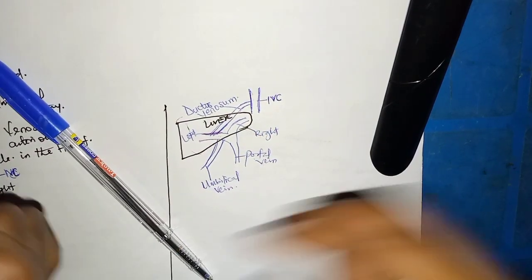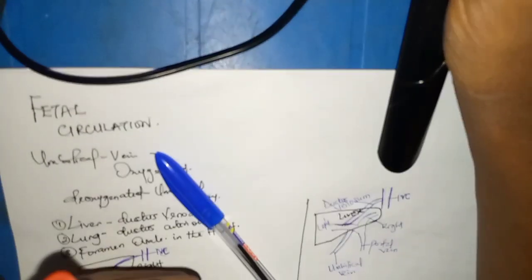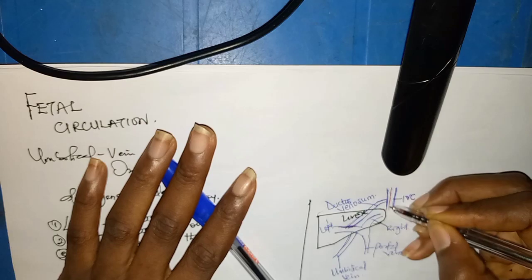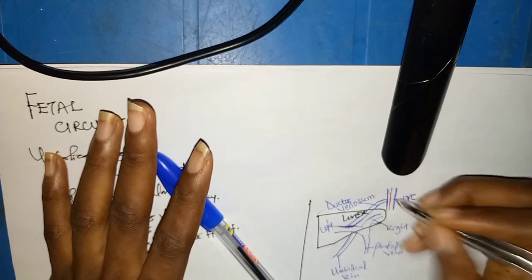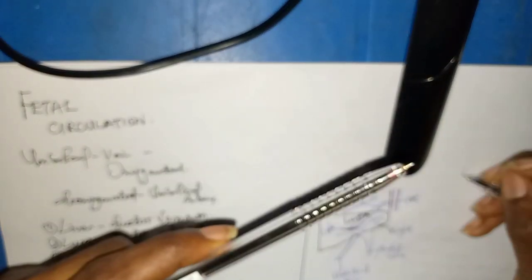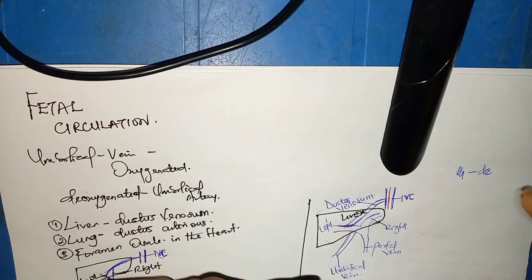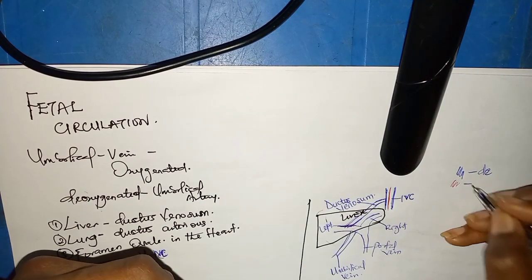So this is our IVC, right? Don't forget that the IVC normally carries blood from the lower part of the body into the heart, that is deoxygenated blood. So right here we're shading blue for deoxygenated and red for oxygenated.